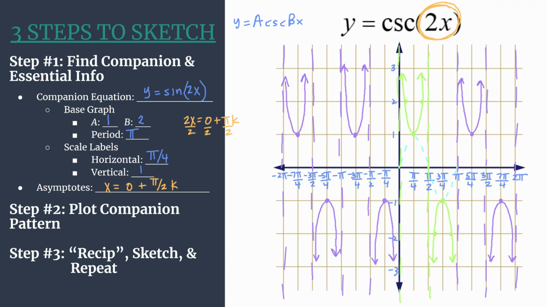Notice you can still double check some of the information. Say you wanted to go back, and we've been checking the asymptotes along the way, but say you wanted to look again at b. We know b is supposed to tell us how many cycles happen between 0 and 2 pi. And so you can see we have one cycle here in green and then a second cycle here in purple. And so that should just make you even that much more confident that you have an accurate graph for y equals cosecant 2x. So this is the 3 steps to sketch method for basic cosecant graphs.